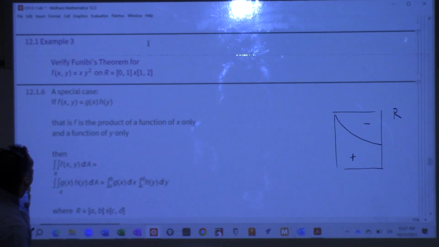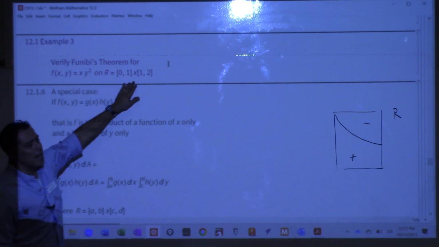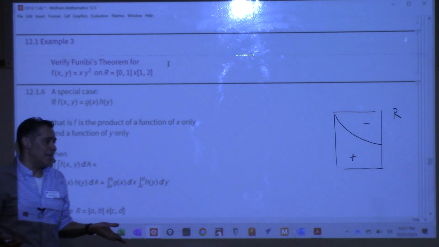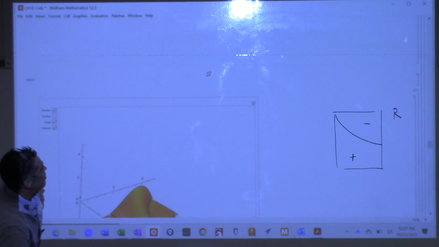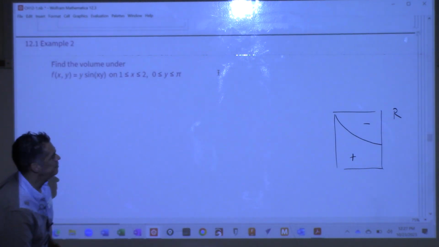Fubini's theorem. Okay, so Fubini's theorem, this is an example. I'm not going to do this. This just says, here's a function, here's a rectangle. Do it both ways and convince yourself you get the same answer, okay? Just like we could have done the one we just did both ways, right? But it would have sucked the other way with integration by parts.